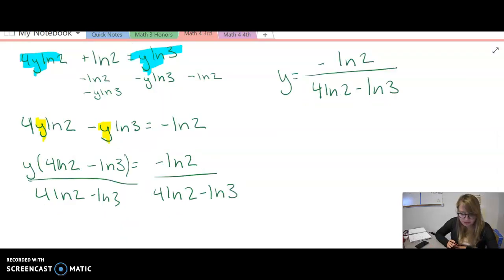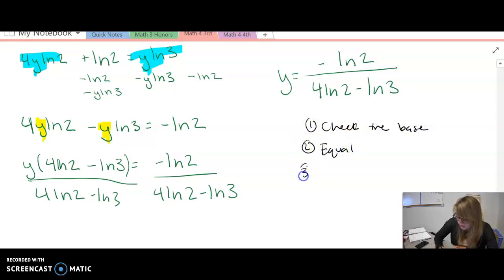So when we're solving exponential equations, remember your steps are to check the base, have them equal to each other, and then take the log, or set the exponents equal to each other.